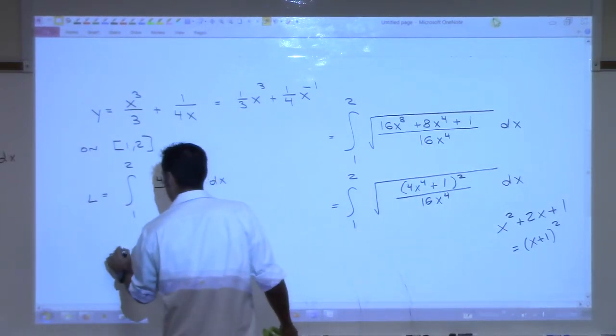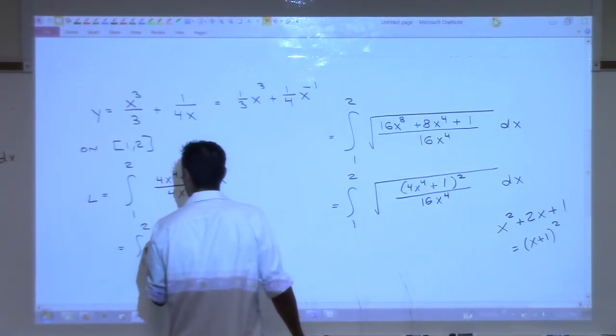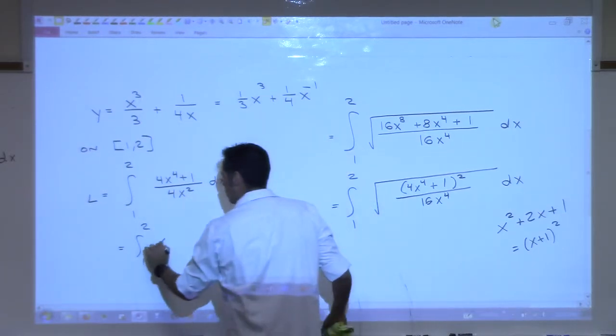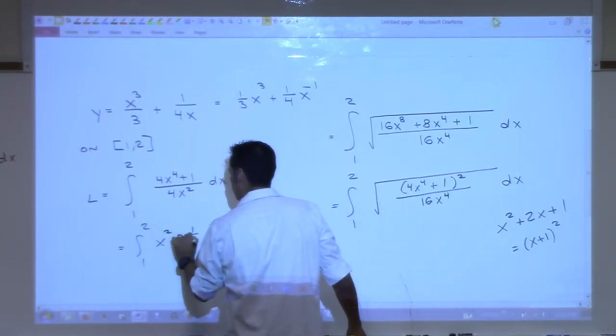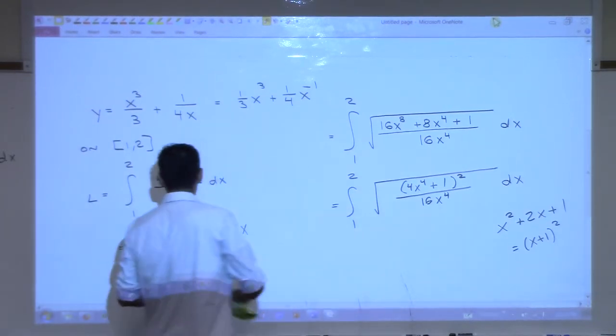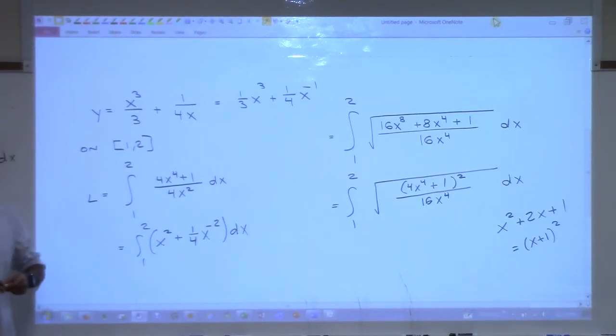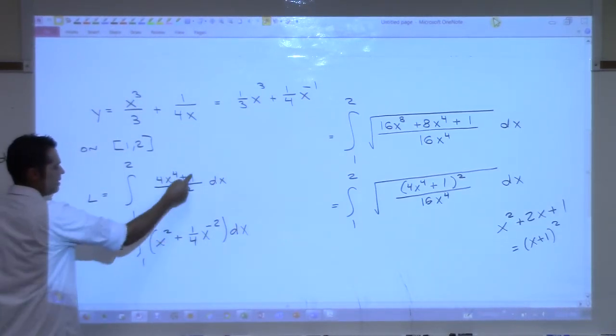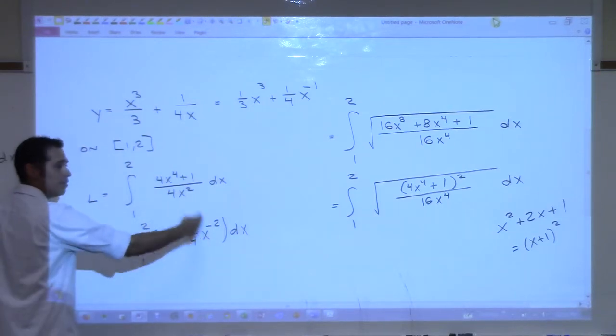This is integral 1 to 2. Now we just split into 2. Just split this into 2. This is x squared plus 1/4 x to the negative 2 dx. Now without the square root, we've got it, right? I did this over this. I did this over this. And now I can do those term by term.